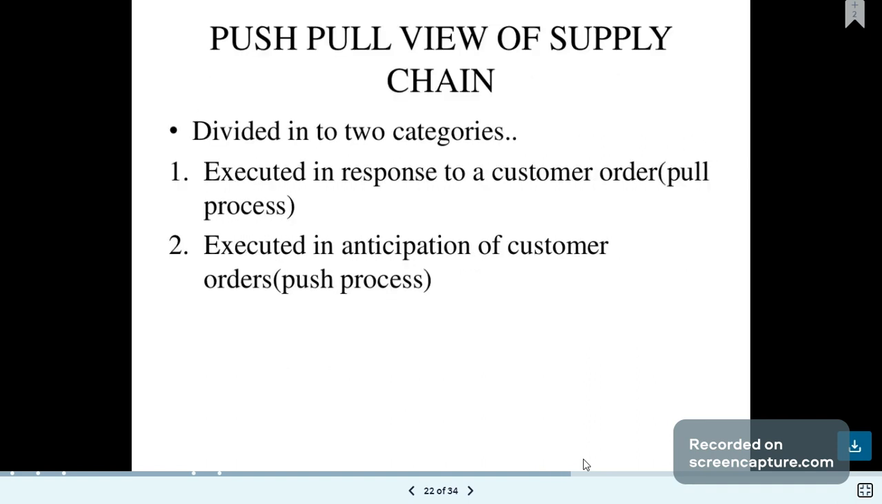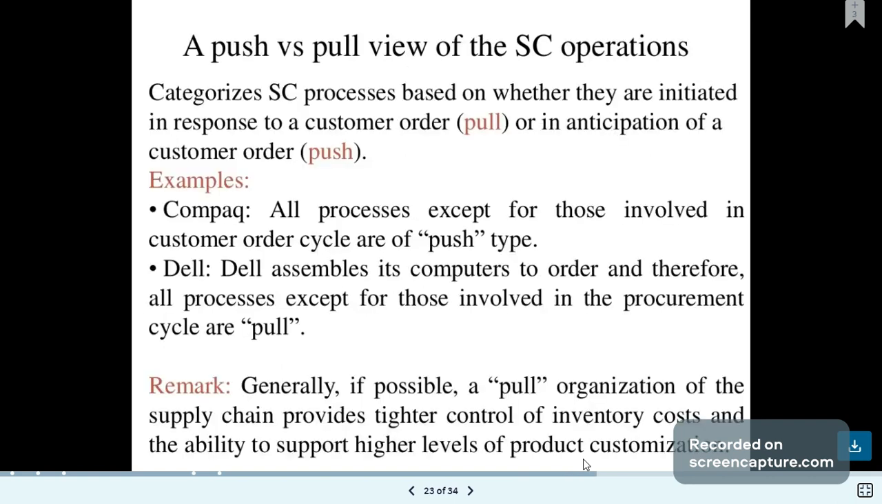Push-pull view of the supply chain. If we are talking about the push-pull view, processes are divided into two categories: those executed in response to a customer order, which are called pull processes, and those executed in anticipation of customer orders, which are called push processes. A push versus pull view of supply chain operations categorizes processes based on whether they are initiated in response to a customer order (pull) or in anticipation of a customer order (push).